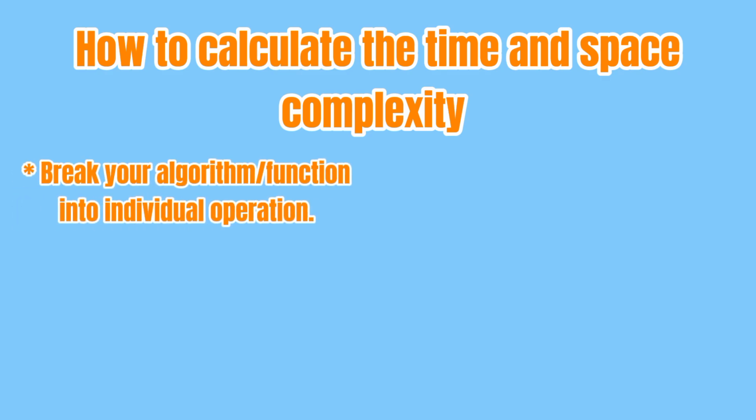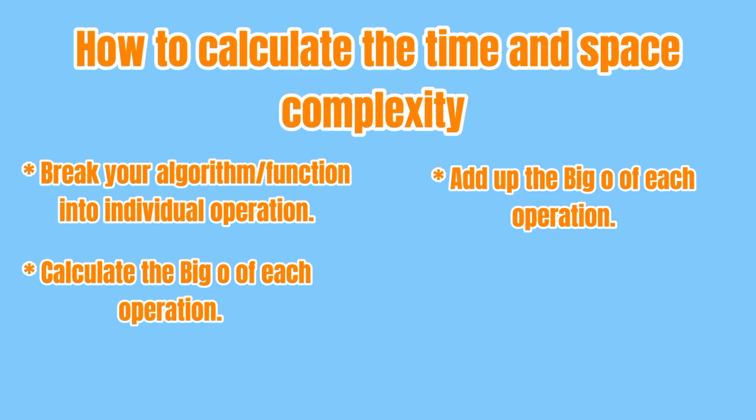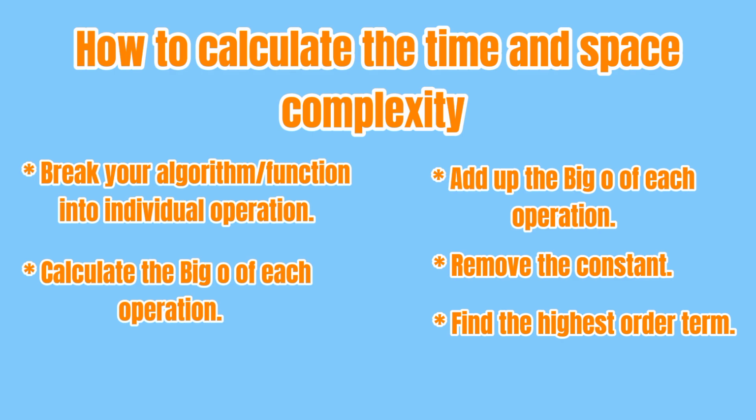First, break your algorithm or function into individual operation. Second, calculate the big O of each operation. Third one, add up the big O of each operation. Fourth, remove the constant. And last, find the highest order term.